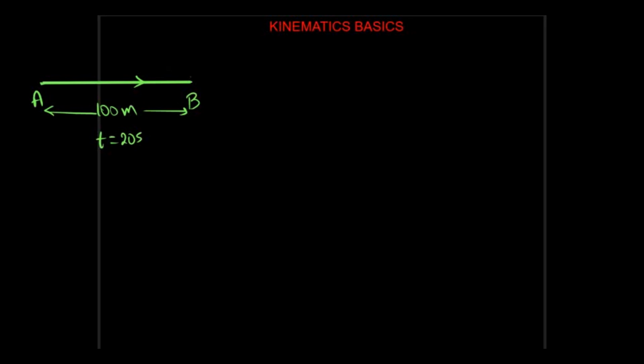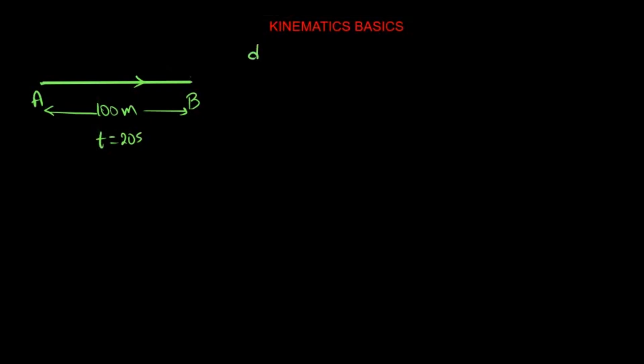Let's see the basic definitions of kinematics. We have displacement, distance, speed, velocity, and acceleration. We have points A and B, and they are 100 meters apart. You start at A and you go to B. You travel 100 meters and it takes you 20 seconds to get there.